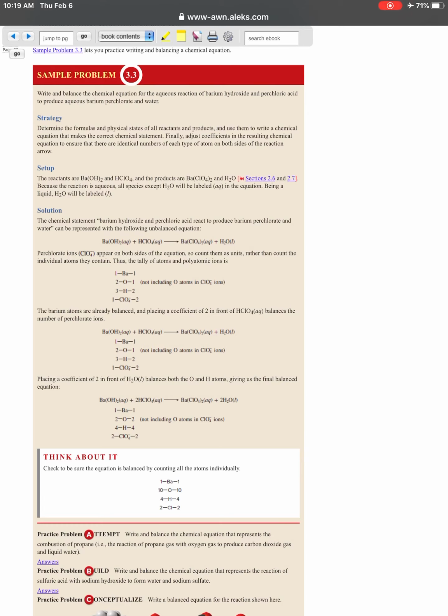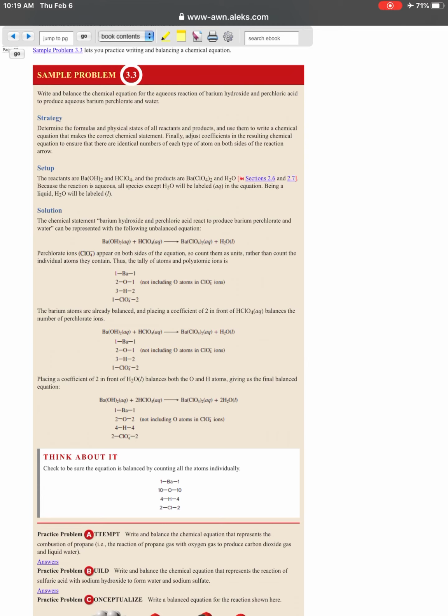Write and balance the chemical equation for the aqueous reaction of barium hydroxide and perchloric acid to form aqueous barium perchlorate and water. I would be surprised if you very easily wrote this out and got all the formulas right. In chapter 2, there's practice learning how to name compounds and write their formulas. It's not an easy thing. It takes time to get good at it.